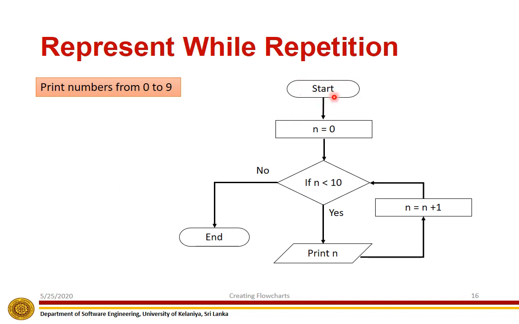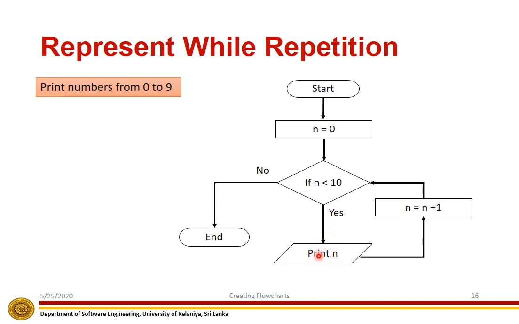First start, then we initialize n equals 0. So 0 is less than 10, then it is yes, then print 0, and then 0 plus 1 is 1. Now n is 1. Again check the condition, 1 is less than 10, so again yes, print 1, and again the step up, 1 plus 1, 2. 2 is less than 10, then again print. Like that it will print until 9.